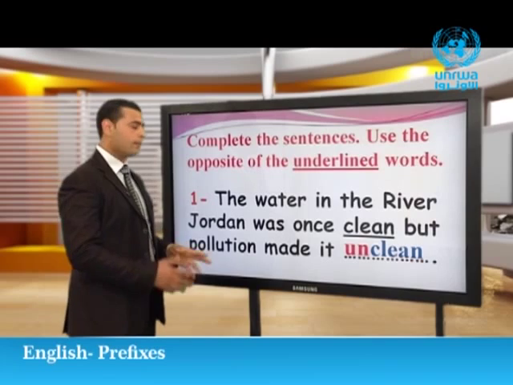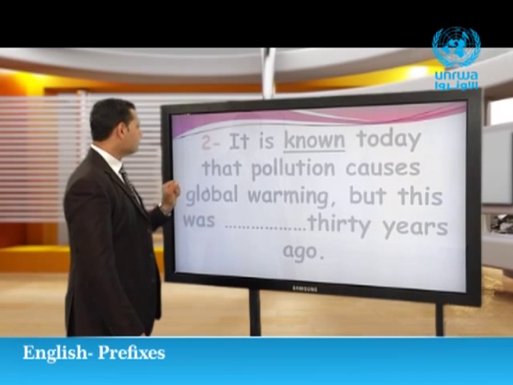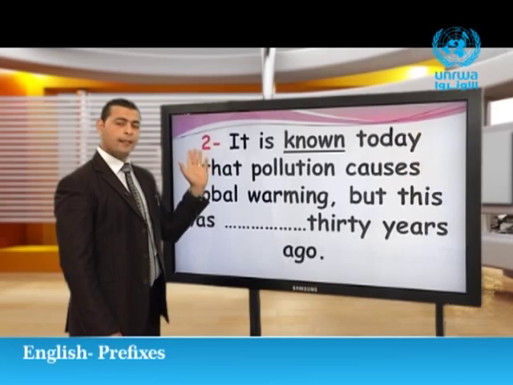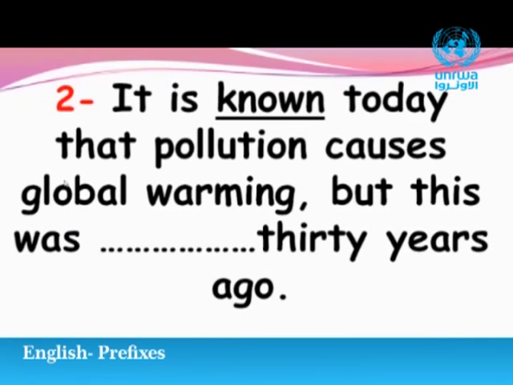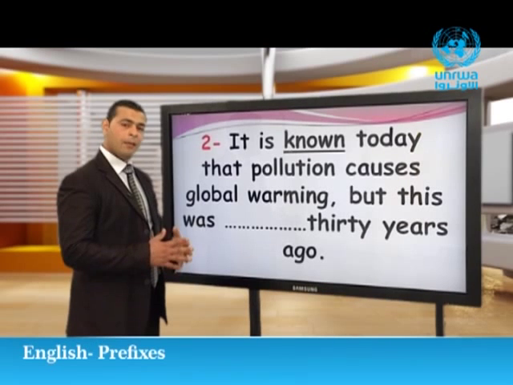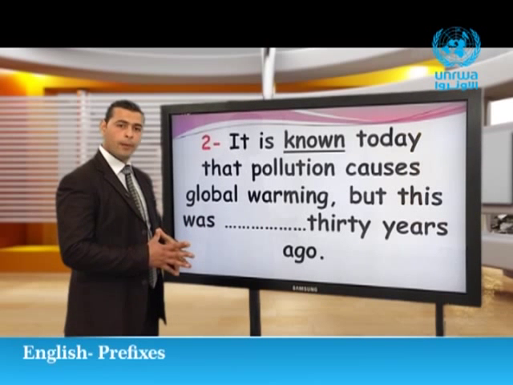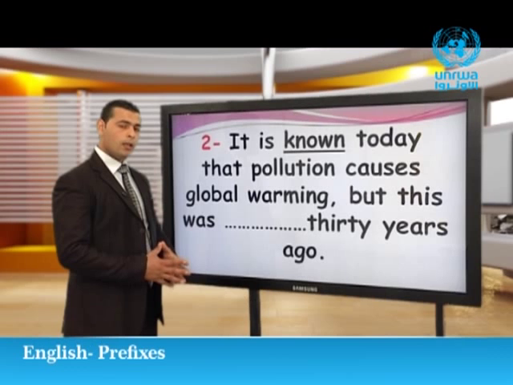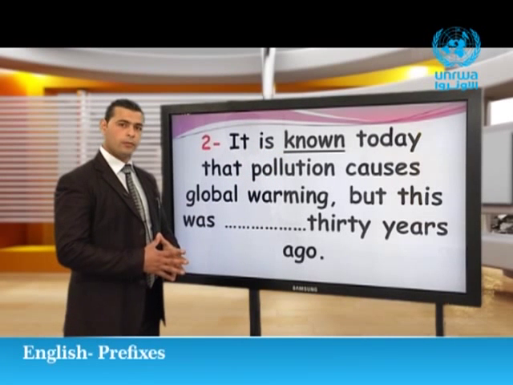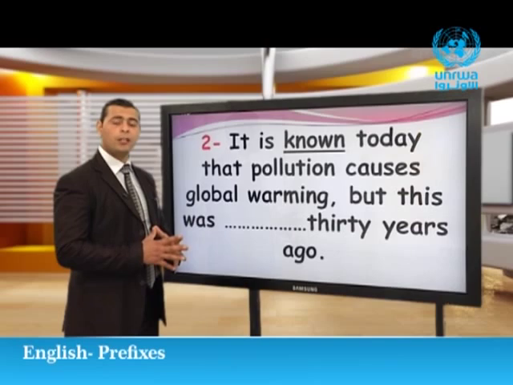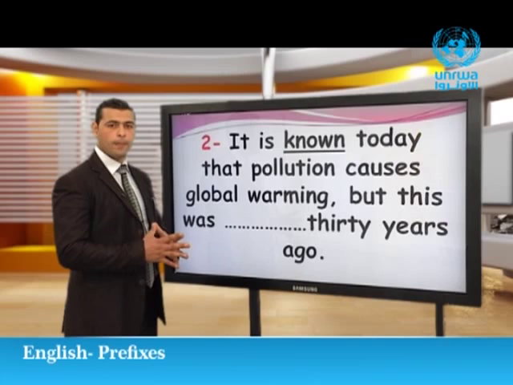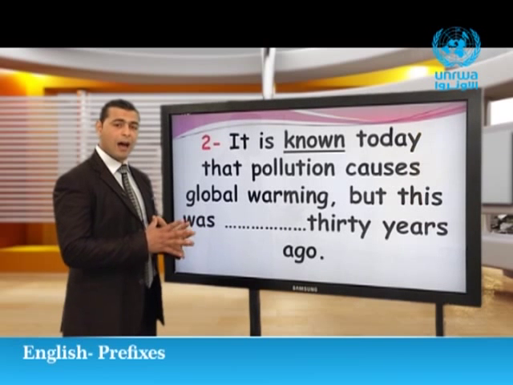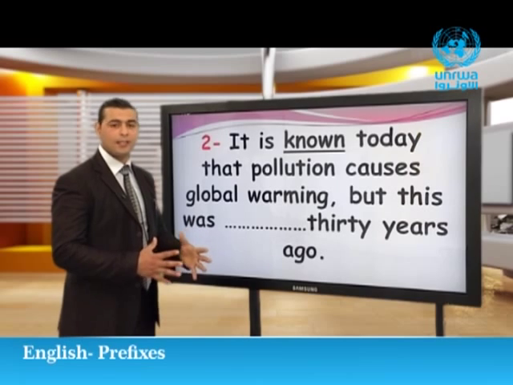Let's move to the second one. It is known today that pollution causes global warming. من المعروف اليوم أن التلوث يسبب الاحتباس الحراري. But this was blank 30 years ago. Here the underlined word is known. We need to use the opposite of this word by using un or dis. What can we add here? What prefix can we use? ما البادئة التي يمكن أن نستخدمها؟ un or dis? Marvelous. Thank you very much.